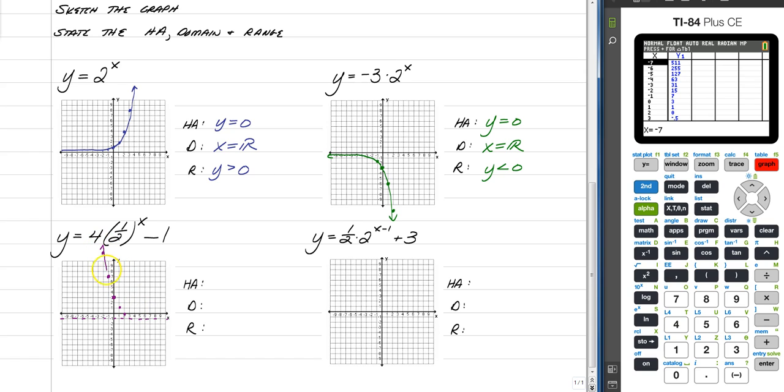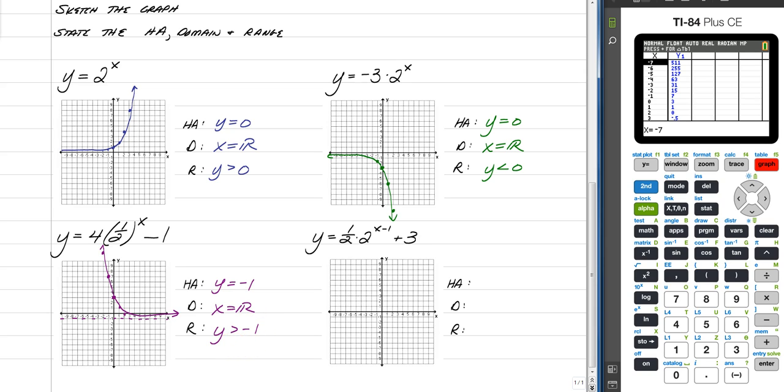So again, just carefully sketch your graph. Just never get to y equals negative 1. So y equals negative 1, that's your horizontal asymptote because it was shifted down 1. Your domain is still all real numbers. Your range, your graph is all above y equals negative 1. So y has to be greater than negative 1.